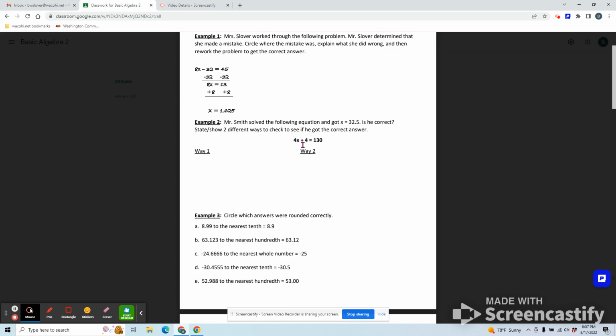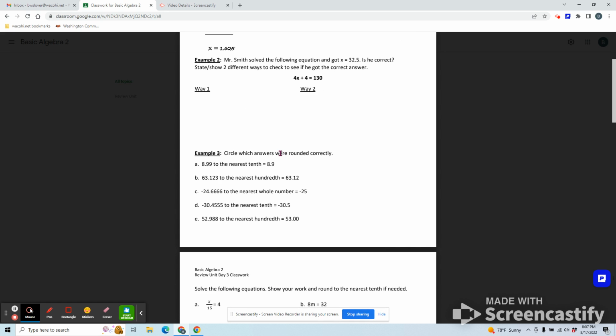So it says 4x plus 4 equals 130. I got to get the x term by itself, so I got to get rid of this positive 4. I'm adding 4, so I want to subtract 4 from both sides first. Then from there, keep solving and see if x equals 32.5. If it does, then Mr. Smith did it right. And then example 3 says circle which answers were rounded correctly.